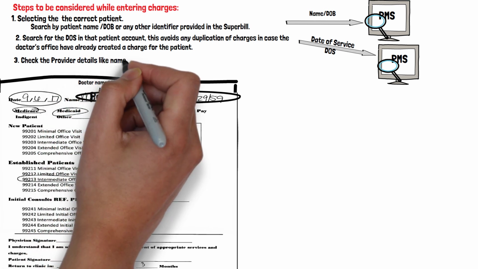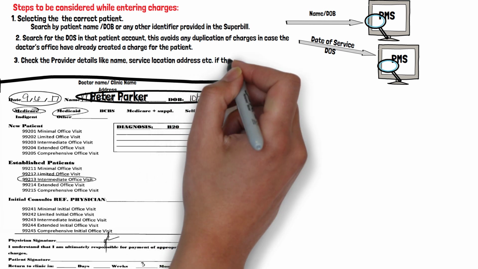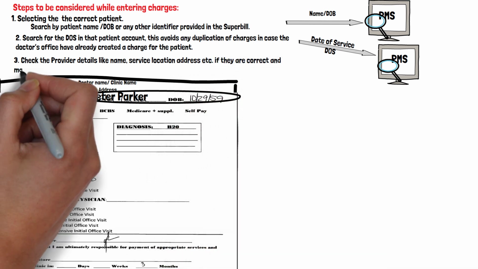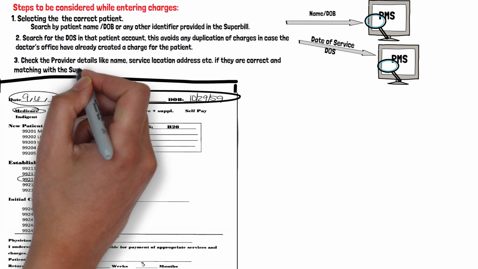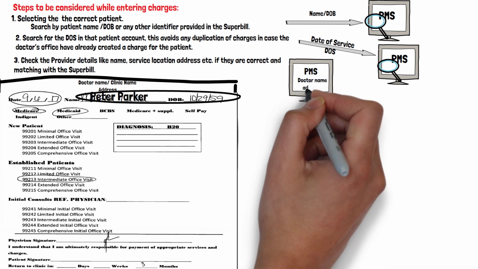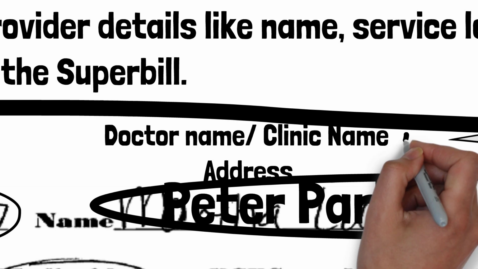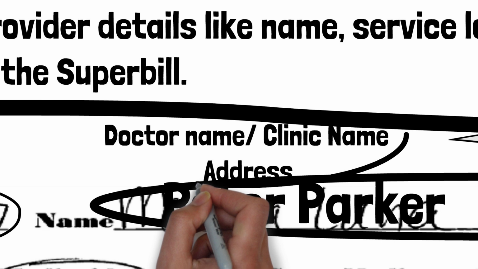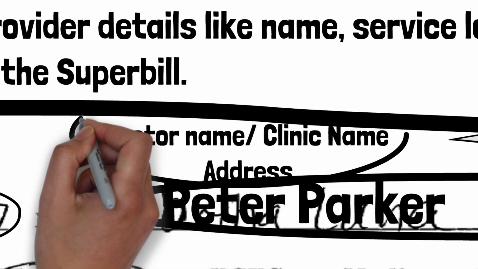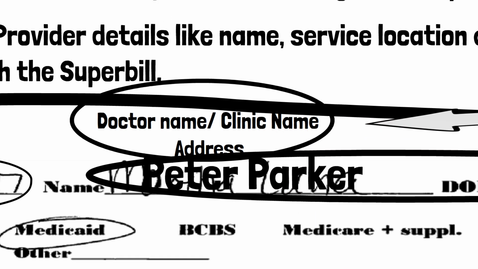Now the third step is to check the provider details like the provider's name and the service location address, and whether they are correct and matching with the super bill or not. So the doctor's name as well as the service location address in the PMS should match with the super bill.